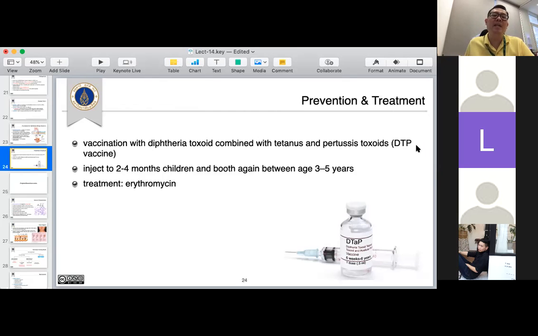We call it the DTP vaccine. You probably need to know this vaccine because when you learn the other bacteria like tetanus or pertussis, we will need to talk about DTP again. The DTP vaccine is injected to babies at 2 to 4 months and boosted again at about 3 to 5 years in kindergarten. Erythromycin is the drug of choice in this case.